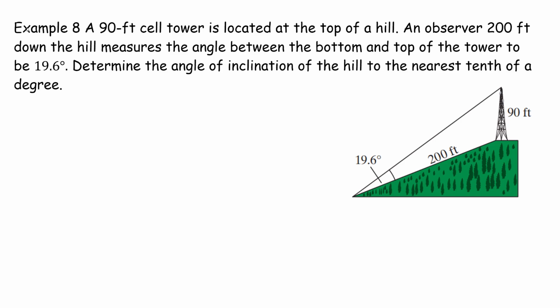Okay, example 8. A 90-foot cell tower is located at the top of a hill. An observer 200 feet down the hill measures the angle between the bottom and top of the tower to be 19.6 degrees. Determine the angle of inclination of the hill to the nearest tenth of a degree.